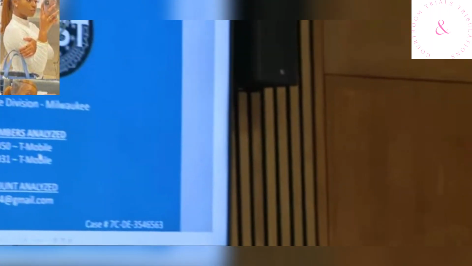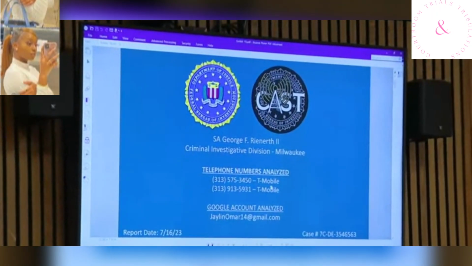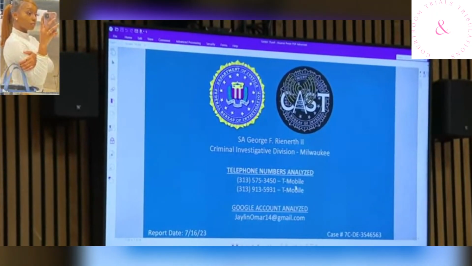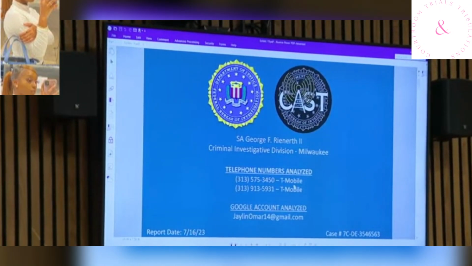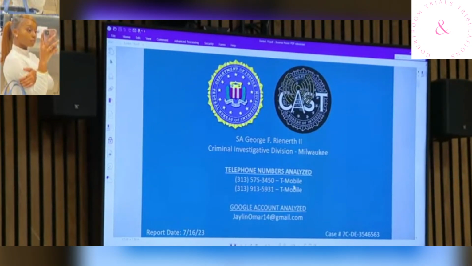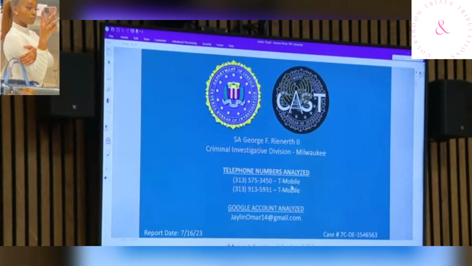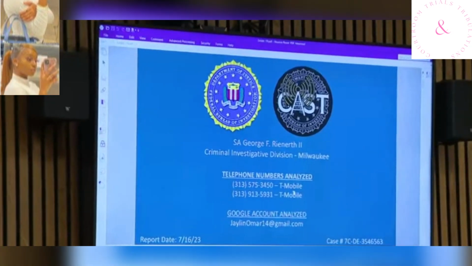Okay, just looking at page 1 of the report, does this just give us a summary of the sort of information that you obtained to analyze in this case? It is. In this case, it was two T-Mobile numbers, 313-575-3450, 313-913-5931, and then the Google account of Jaylin Omar 14@gmail.com.